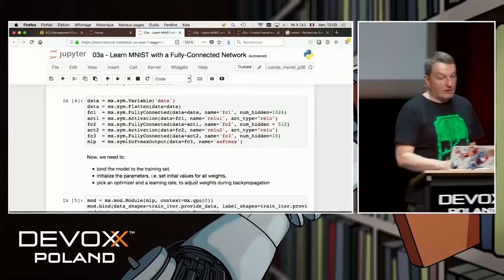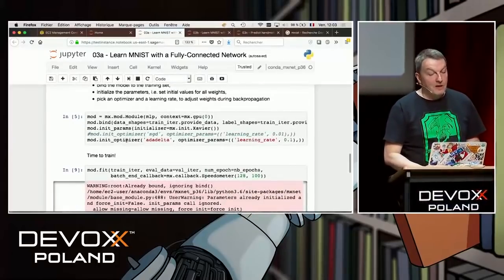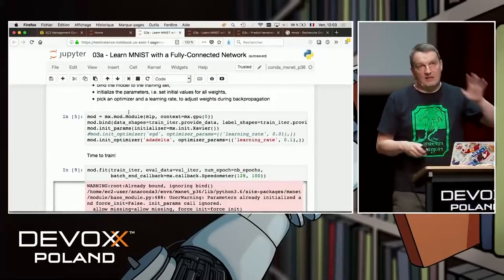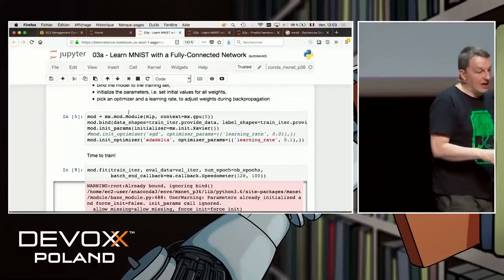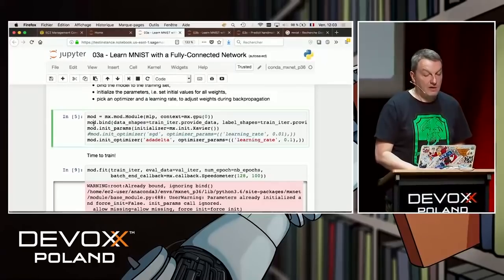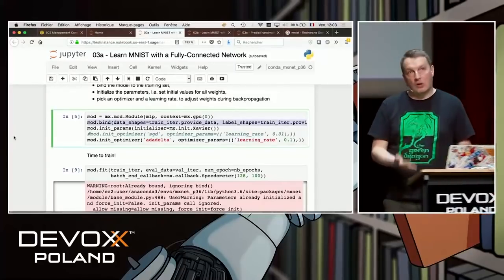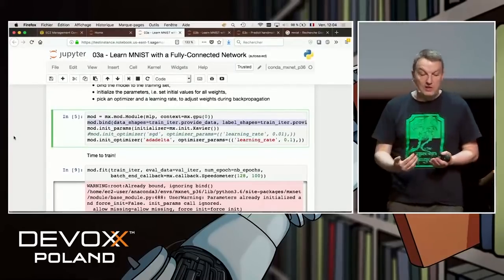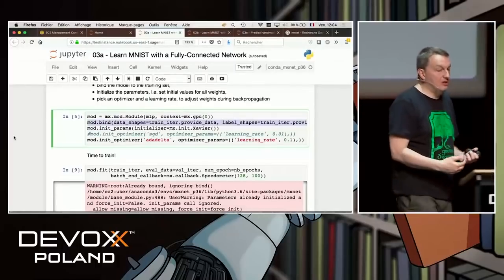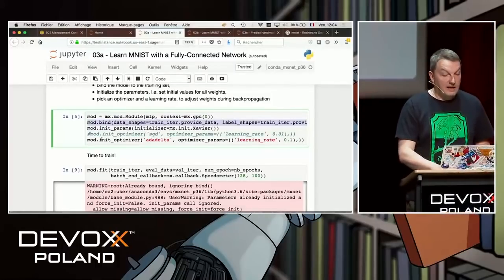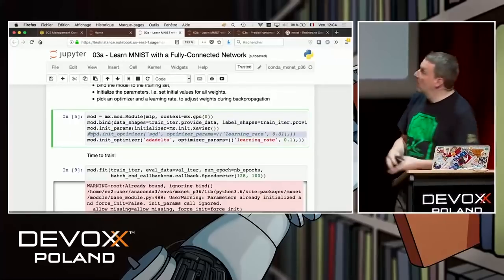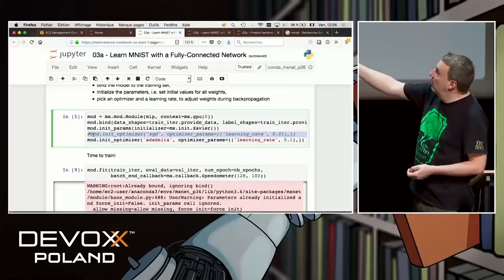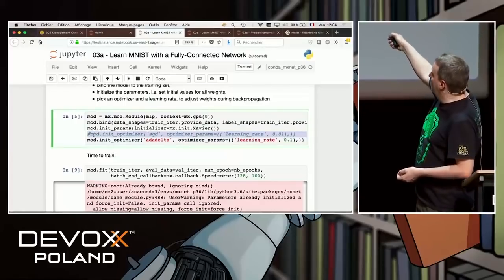So now I've got a model, and I've got a data set in an iterator, so I need to put the two together. This is called binding here. So, binding the model I just created to the training iterator and the validation iterator. And then I need to set an optimizer. I could actually use SGD right here with a fixed learning rate like this.